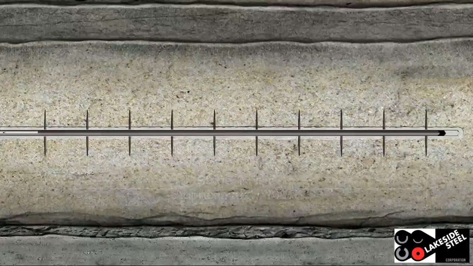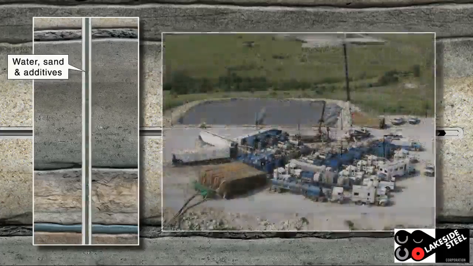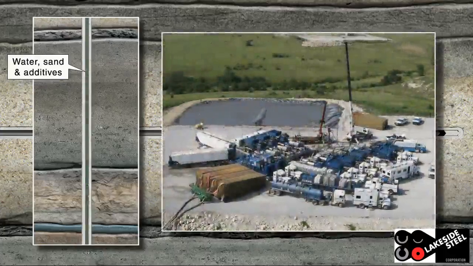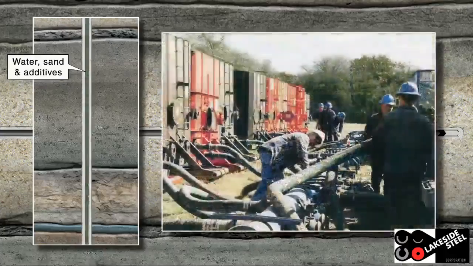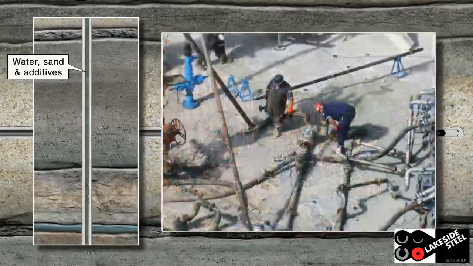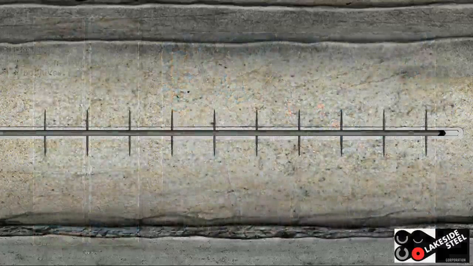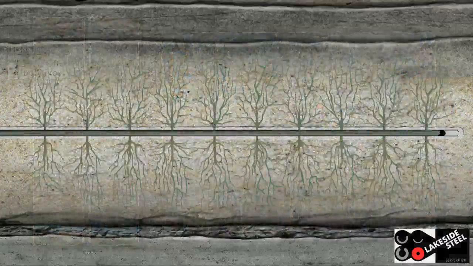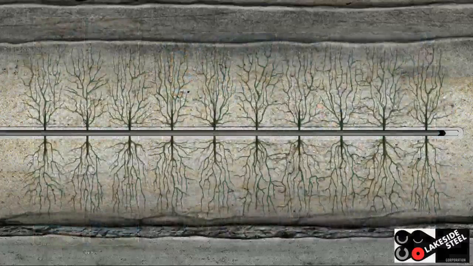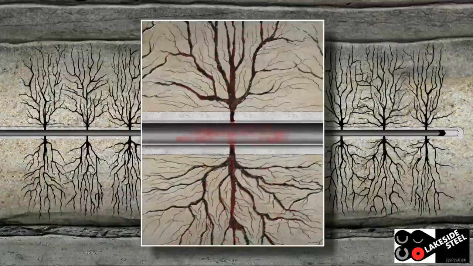Next, because the sandstone is tight, the well will have to be fracked. Known as hydraulic fracturing, this is a process where water, sand, and additives are pumped into the wellbore and down the casing under extremely high pressure. As the mixture is forced out through the perforations and into the surrounding rock, the pressure causes the sandstone to fracture.